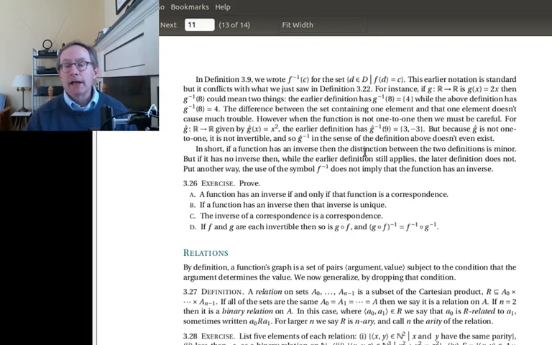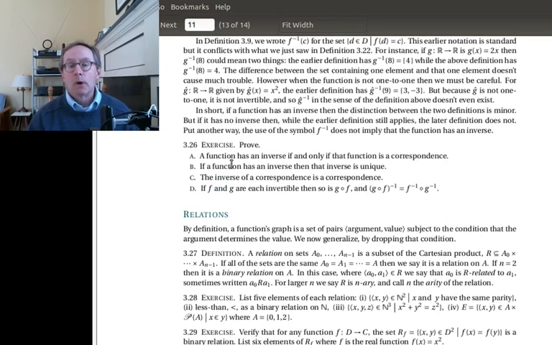Okay, so if a function has an inverse, then the distinction between the two definitions is minor. If a function has no inverse, then you must mean this one. F of x equals x squared, from the reals to the reals, has no inverse because it isn't one-to-one. If a function has no inverse, then this must be what you mean by f inverse of 9 that I talked about earlier. All right, so in particular, the use of the symbol f superscript minus 1 doesn't necessarily imply that there is an inverse function. So it's a little tricky.